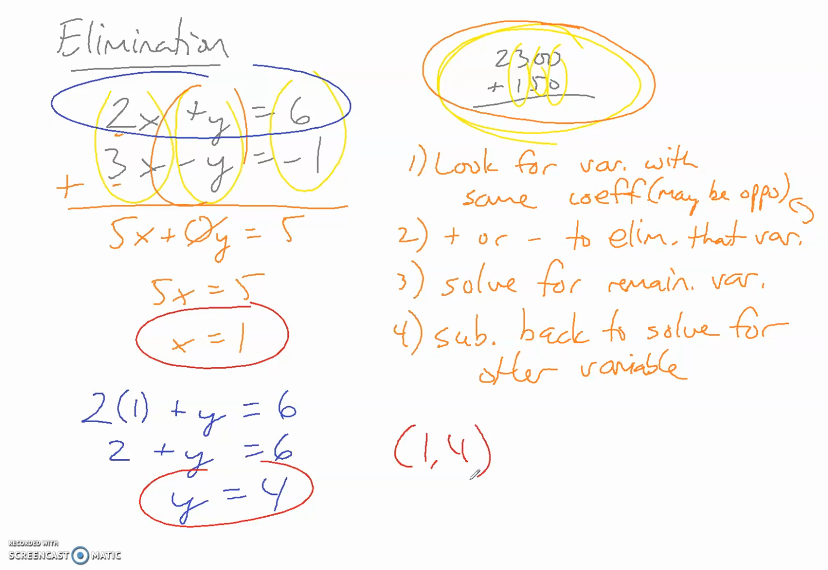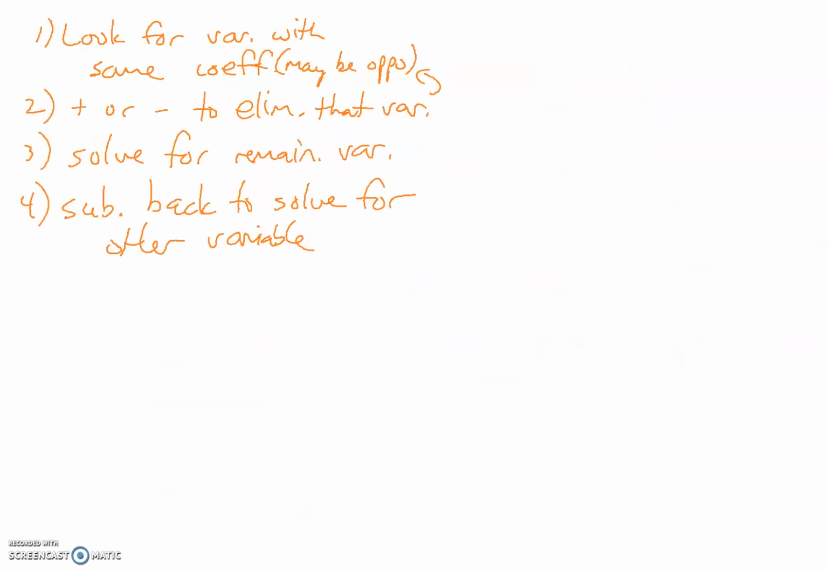All right, so let's do some more and practice with this a little bit. Okay, so I cleaned things up and I moved the little steps over there to help myself out. And let's try another question. So let's try negative 6x take away 5y is equal to 5. And I've got 6x take away 7y is equal to 7.